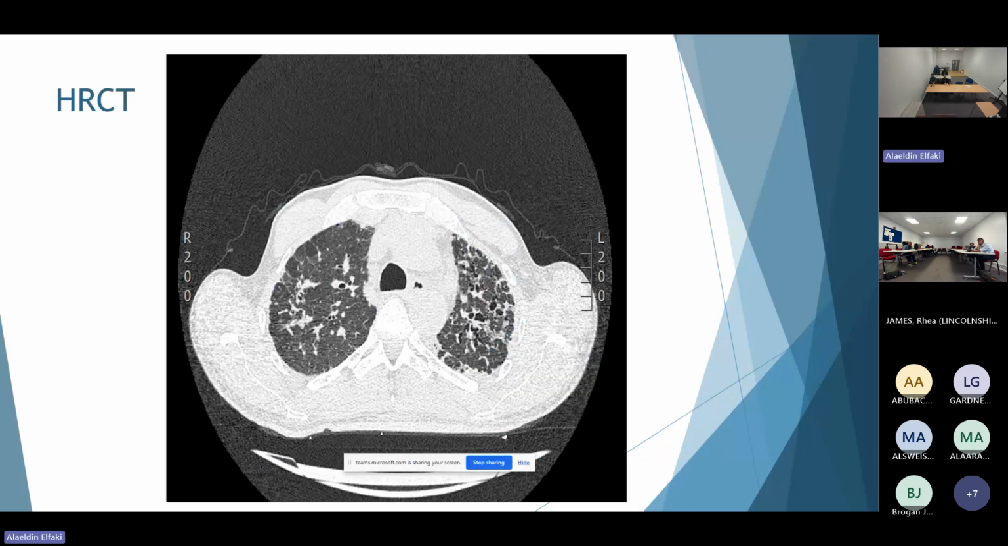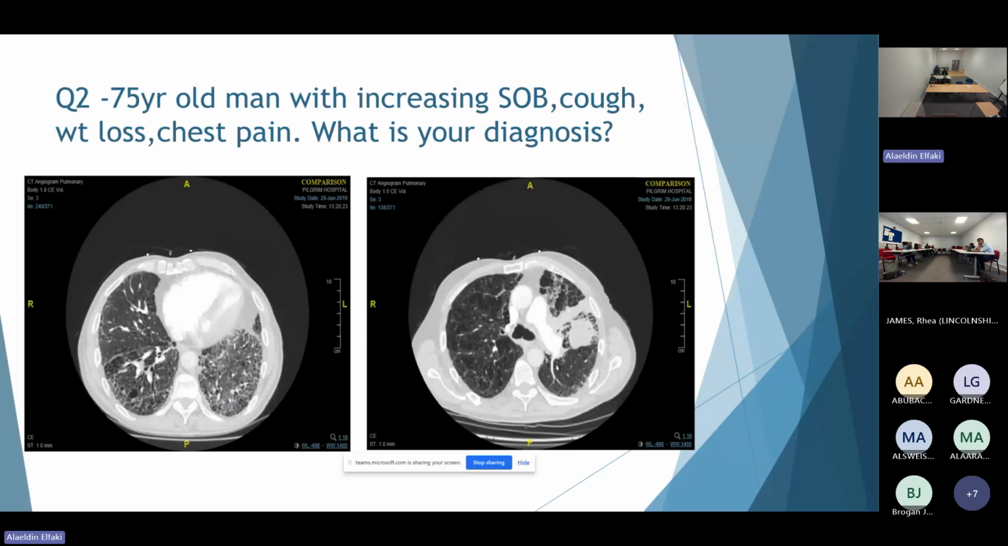So this is the CT scan that showed it is bilateral, upper lobe predominant, with ground glass changes bilaterally and some mosaic attenuation. You can see. Right.